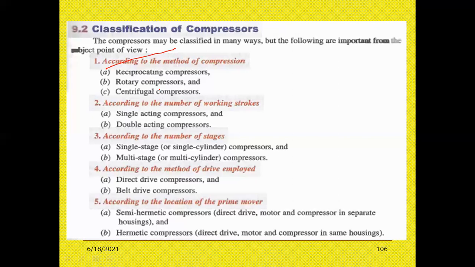Next, the fourth classification, according to the method of drive employed. What is the type of drive? How you drive, according to the method of drive employed. We can use both belt drive method and direct drive method. Next, the fifth one is according to the location of prime movers.